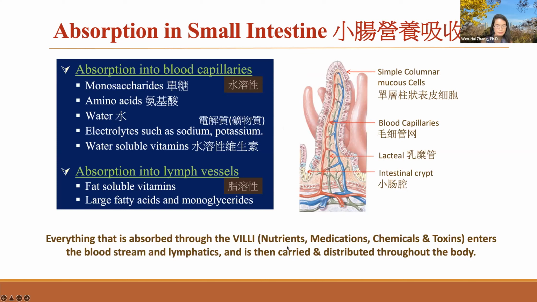So everything that's absorbed, so nutrients, medication, chemicals, and toxins from the small intestine, then enters into the blood circulation. And the lymphatic system eventually will go into the bloodstream as well, and then be distributed throughout the body.